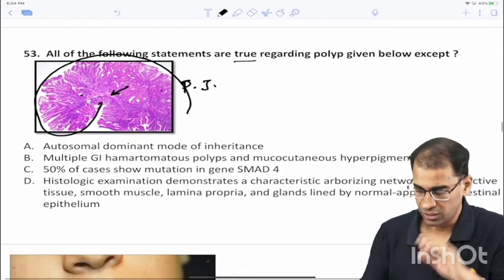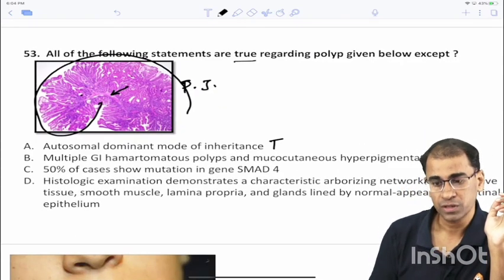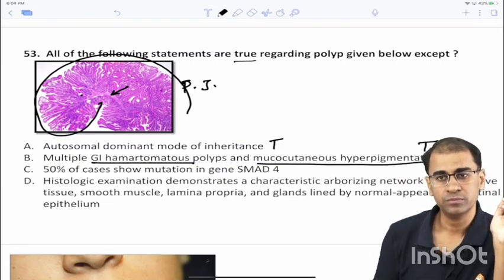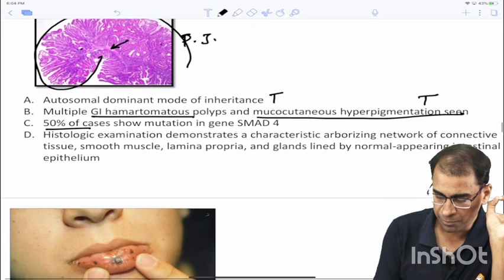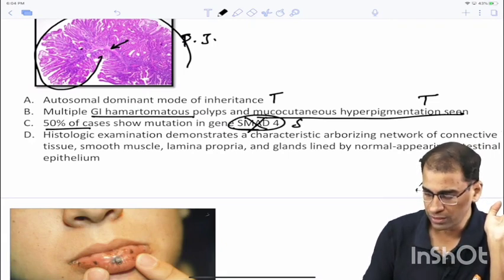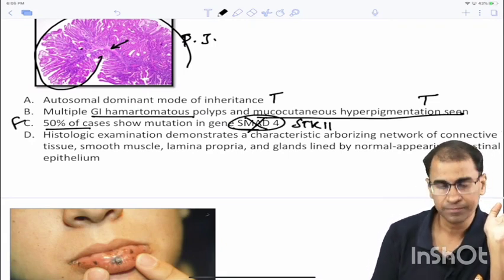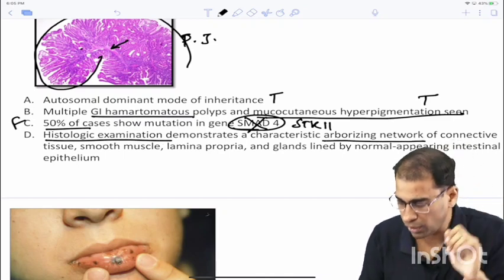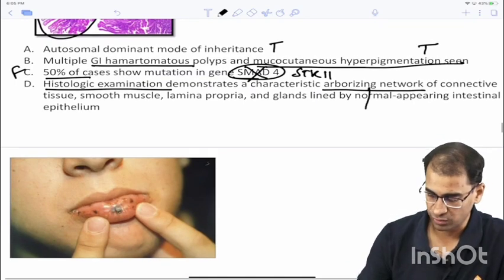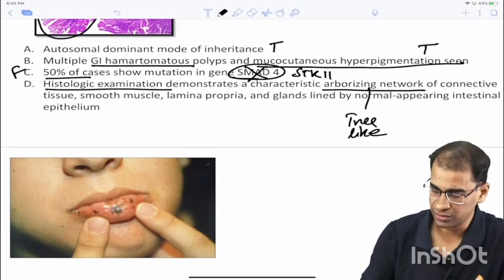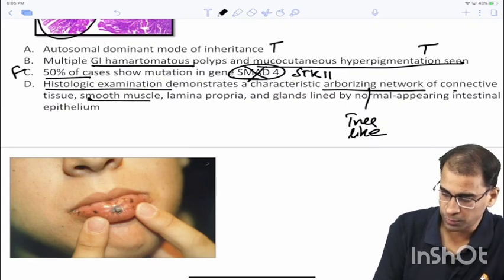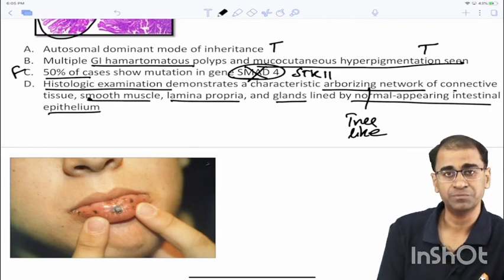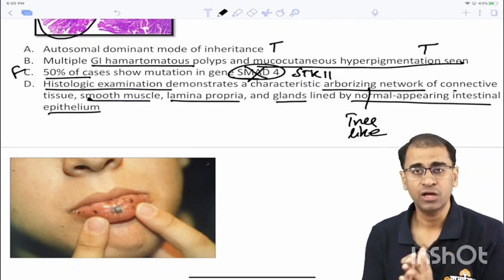Clear? Now see, autosomal dominant inheritance, that's true. Multiple GI hamartomatous polyps with mucocutaneous pigmentation seen, that also is true. Now see, 50% shows SMAD4? No, they show what? STK11. This is false. Fourth is histological examination shows characteristic arborizing pattern. Exactly, arborizing means tree-like. What does it mean? Tree-like, branch of a tree with smooth muscle, lamina propria and glands lined by normal appearing intestinal epithelium. Exactly, that is how this entire polyp looks.